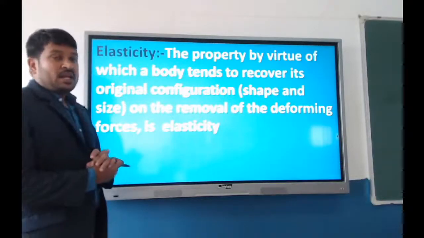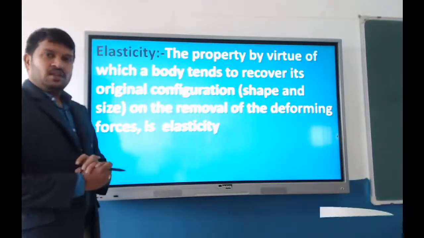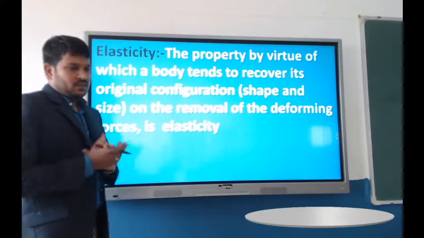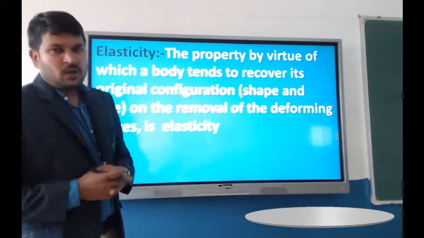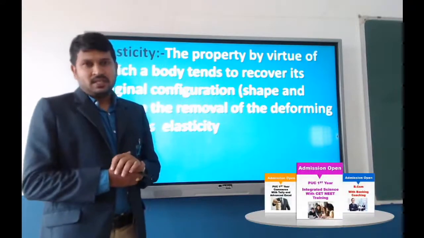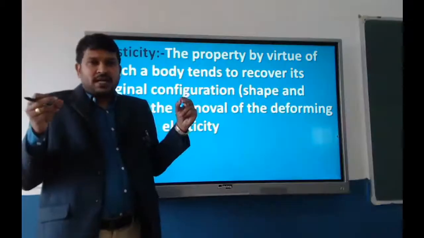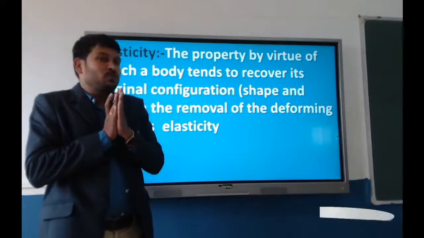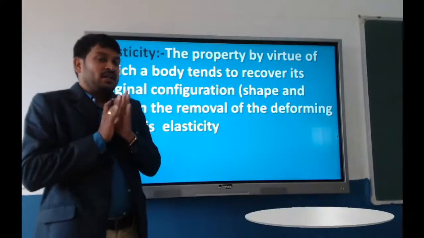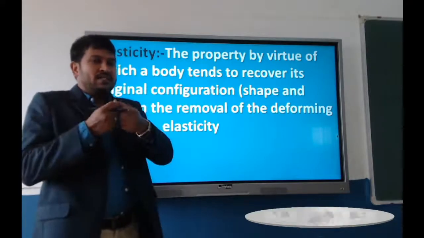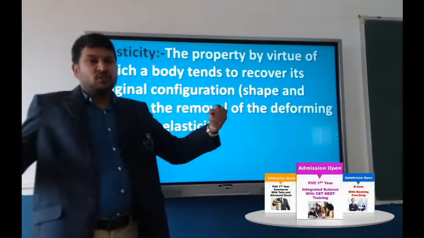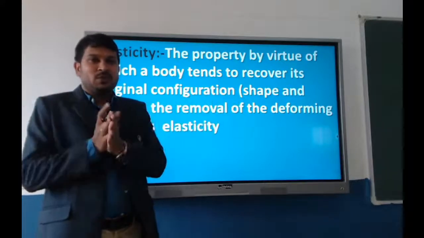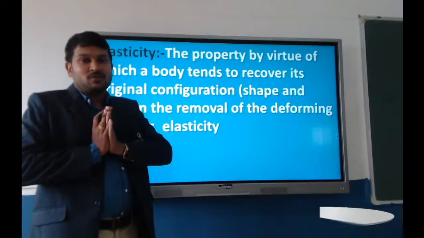Next one, elasticity. Okay, elasticity as well as plasticity. Students, I will do an example. Normally you are using a rubber. I will stretch it, students, and again I release it, and it comes back to its original position. Yes or no? Same thing, I will consider plastic. I will stretch it and release it. It can't come back to its original position.